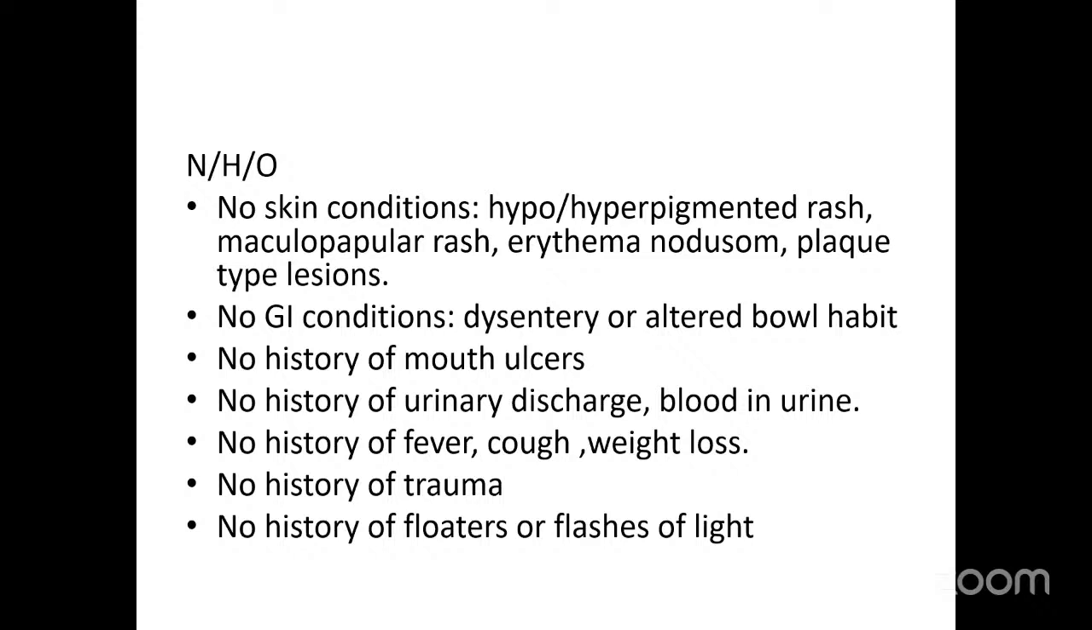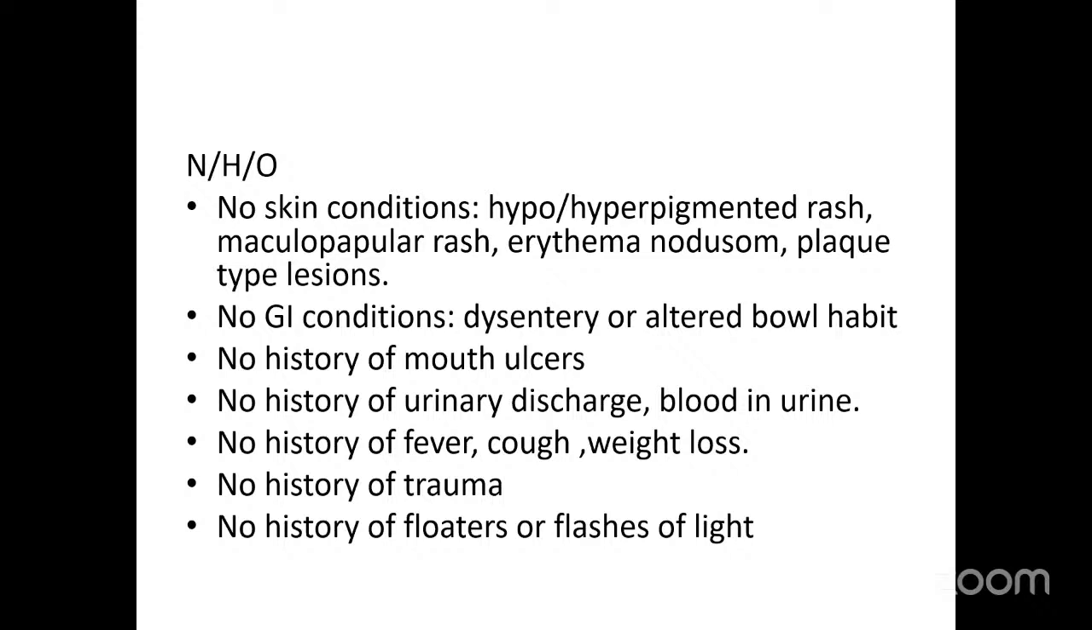There was no history of urinary discharge or blood in the urine, and then there are mouth ulcers, suggestive of which condition? Sorry, ma'am, the dysentery and altered bowel habits were for ulcerative colitis and Crohn's disease, which are associated with it, inflammatory bowel disease. And mouth ulcers to rule out Behçet's disease, ma'am. Behçet's disease, recurrent mouth ulcers.